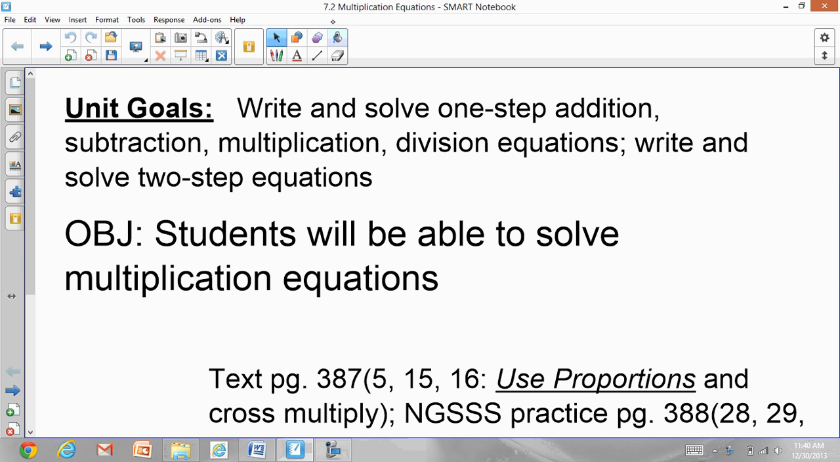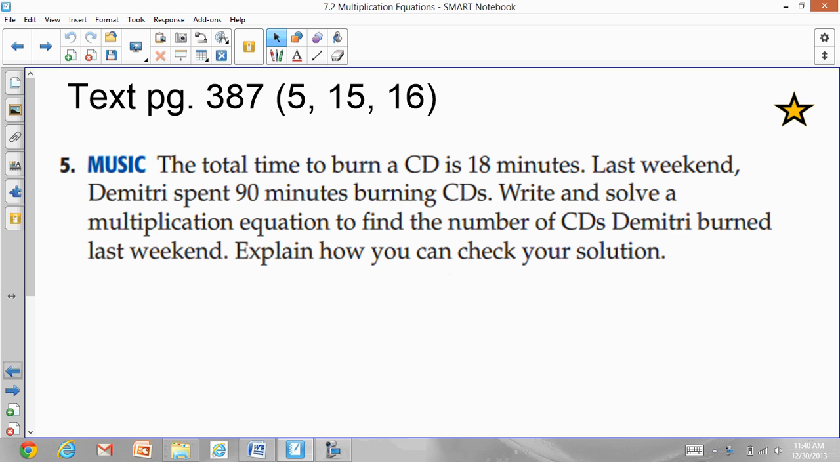In your notebook, make sure that you are writing 7.2 multiplication equations. And today you will be able to solve multiplication equations, which is also a one-step equation. Pause the video, read the question, understand, and let's begin.